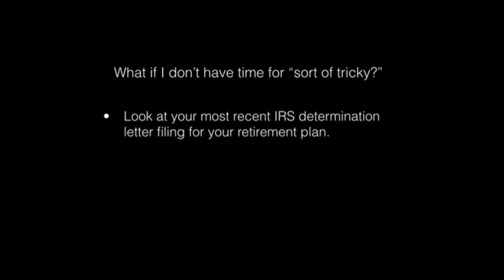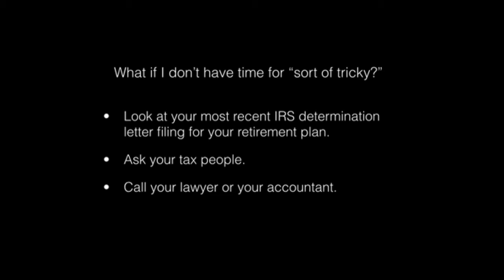Sounds good. Who likely put that thing together when I last did my determination letter filing? Well, perhaps your tax people. They may have helped you put together that application form, but they also may be filing your company's taxes on an aggregated or consolidated basis. And they would need to know your control group members for that purpose. Sounds good. Any outside people I can look to for help? Always, you can call your lawyer or your accountant.